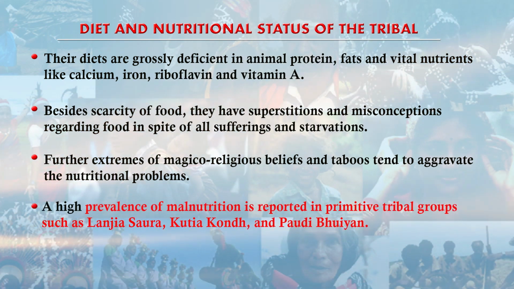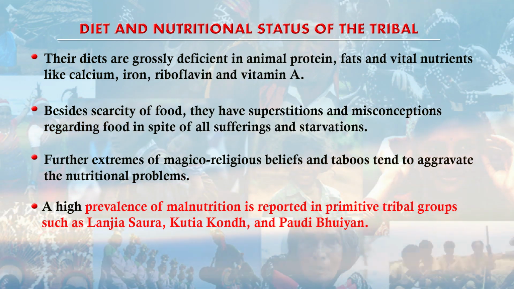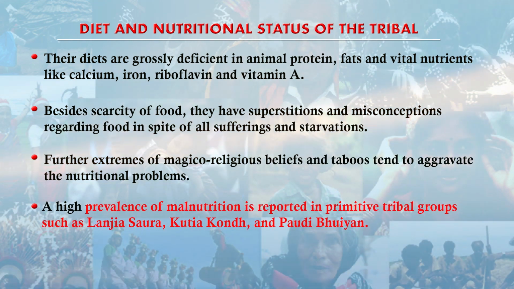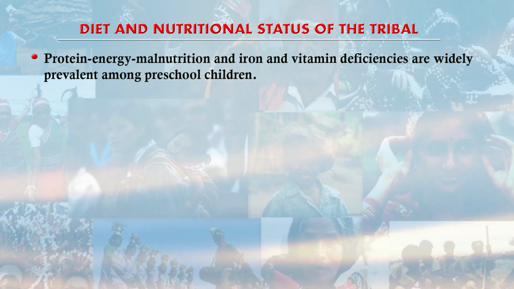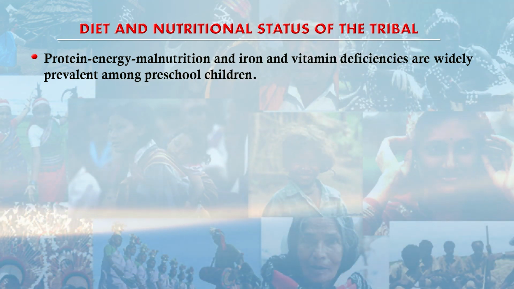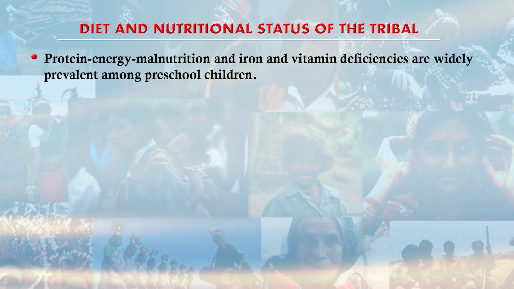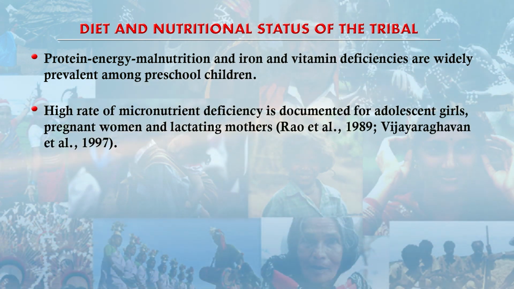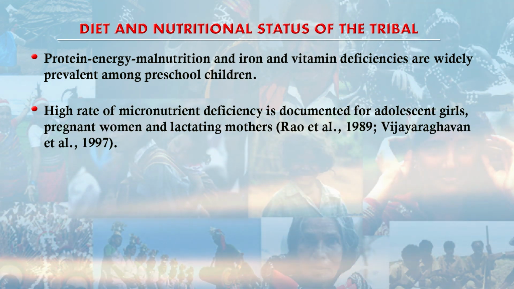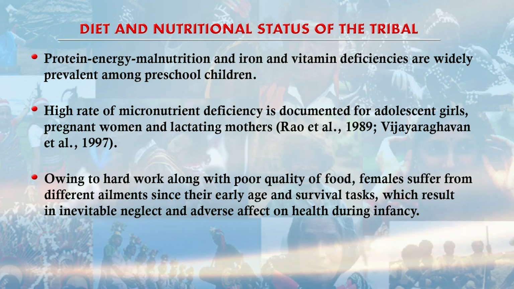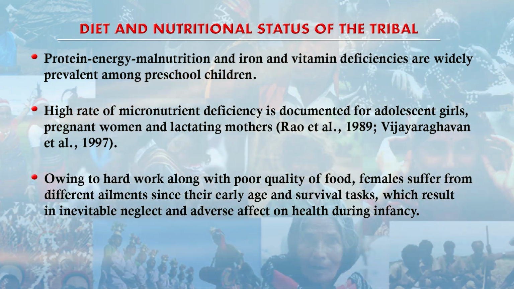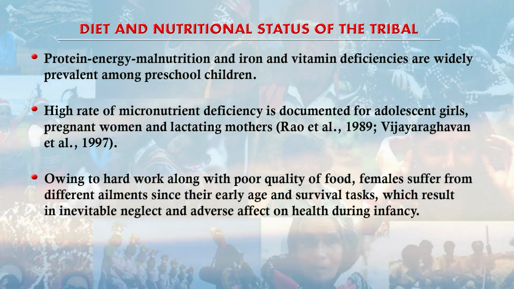There is also a high prevalence of malnutrition reported in primitive tribal groups such as Langia, Saura, Kutia, Kond and Paudi Bhuyan. Protein energy malnutrition and iron and vitamin deficiencies are widely prevalent among preschool children. A high rate of micronutrient deficiency is also documented for adolescent girls, pregnant women and lactating mothers. Owing to hard work along with poor quality of food, females suffer from different ailments since their early age and survival tasks, which result in inevitable neglect and adverse effect on health during infancy.